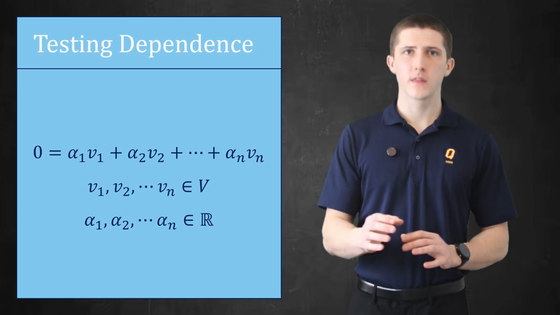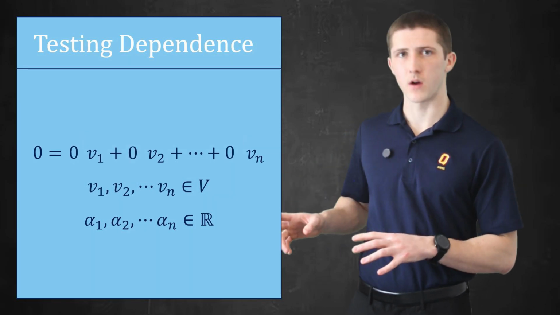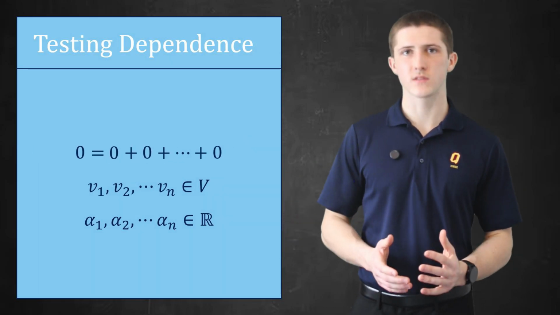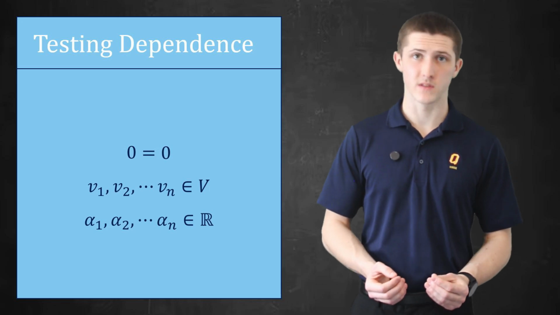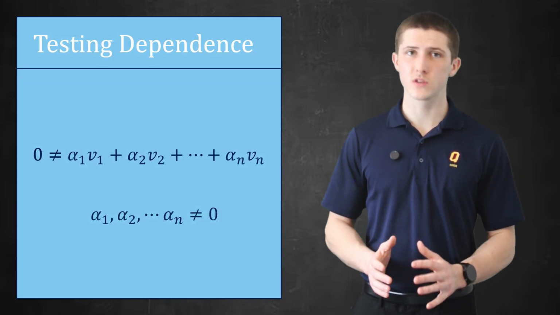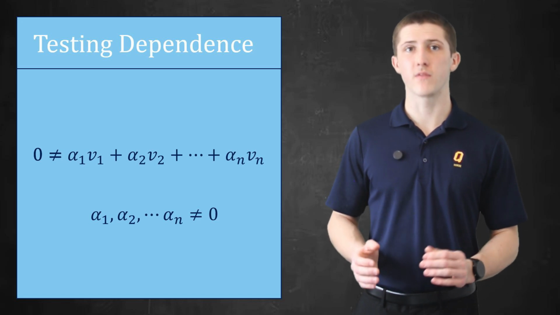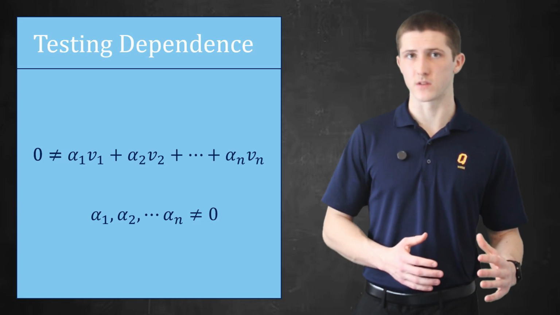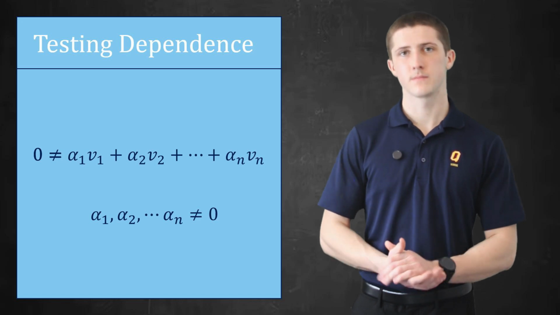Now note, there exists a trivial solution where you just set all the scalars to 0, and of course in that case the equation works out, but obviously that doesn't determine the dependence of the set. So if there is no solution besides the trivial case, then no vector in that set can be formed as a linear combination of the other vectors, and therefore the set is said to be linearly independent.